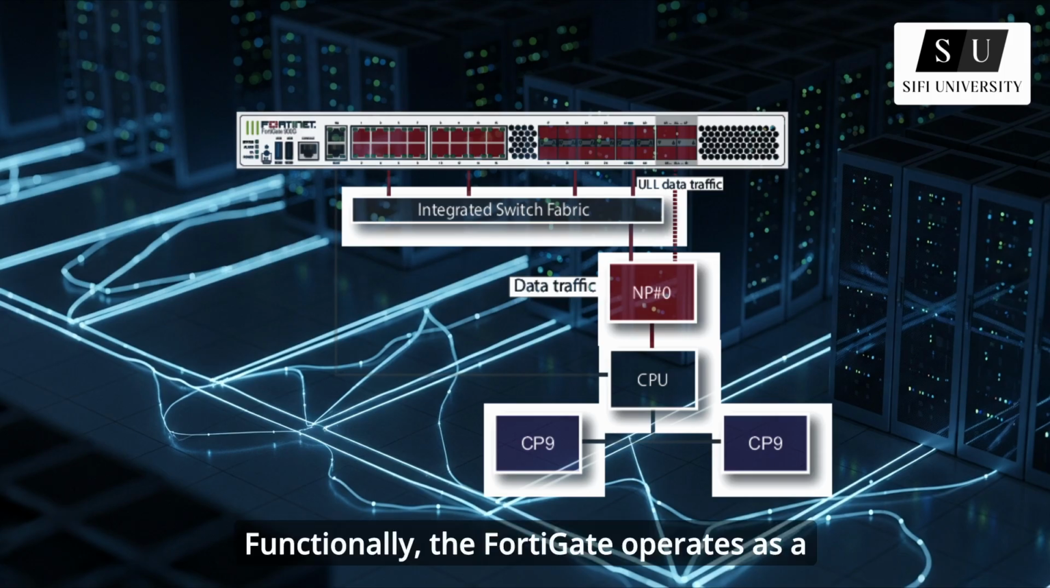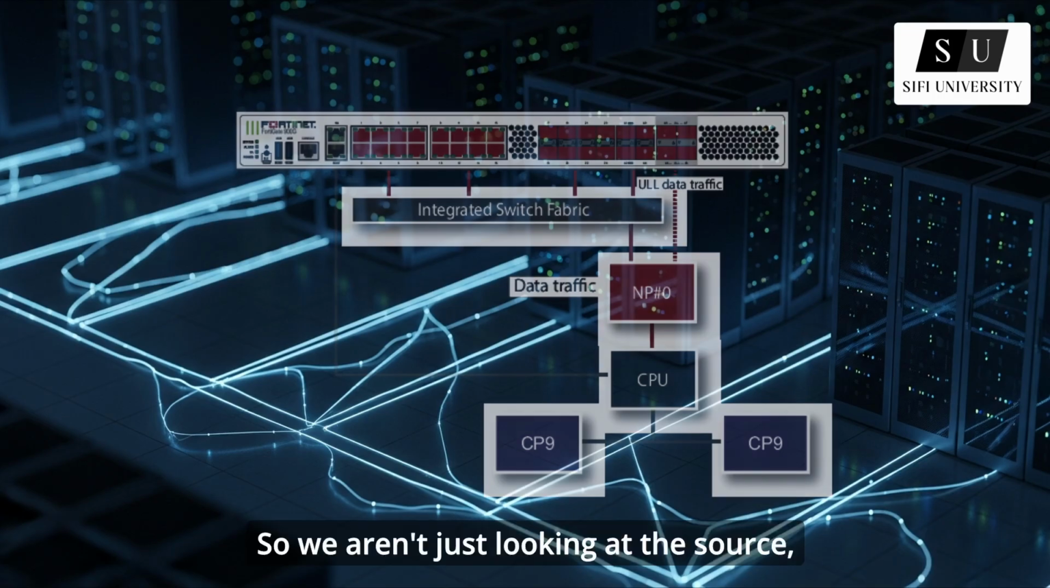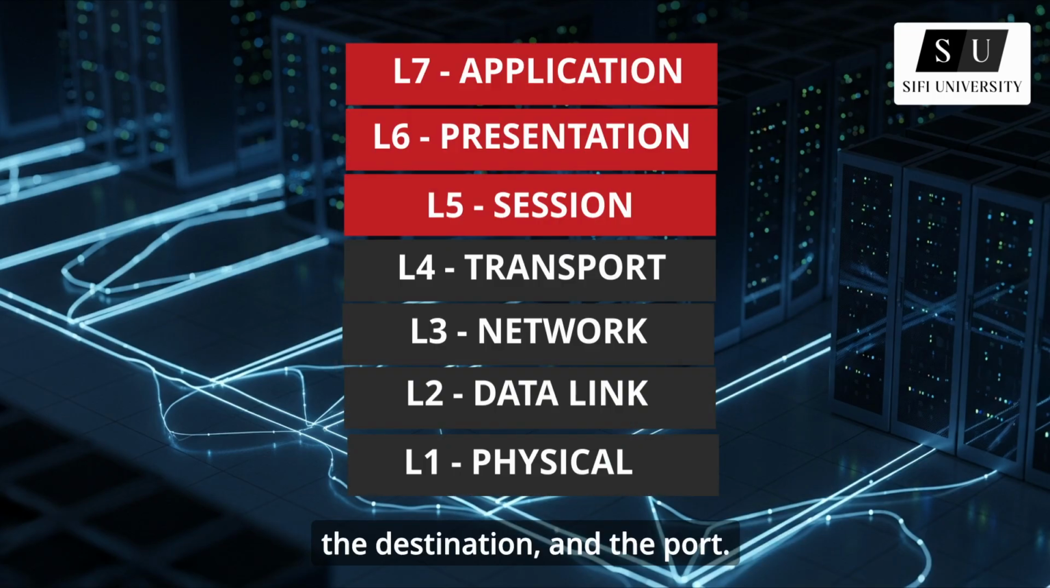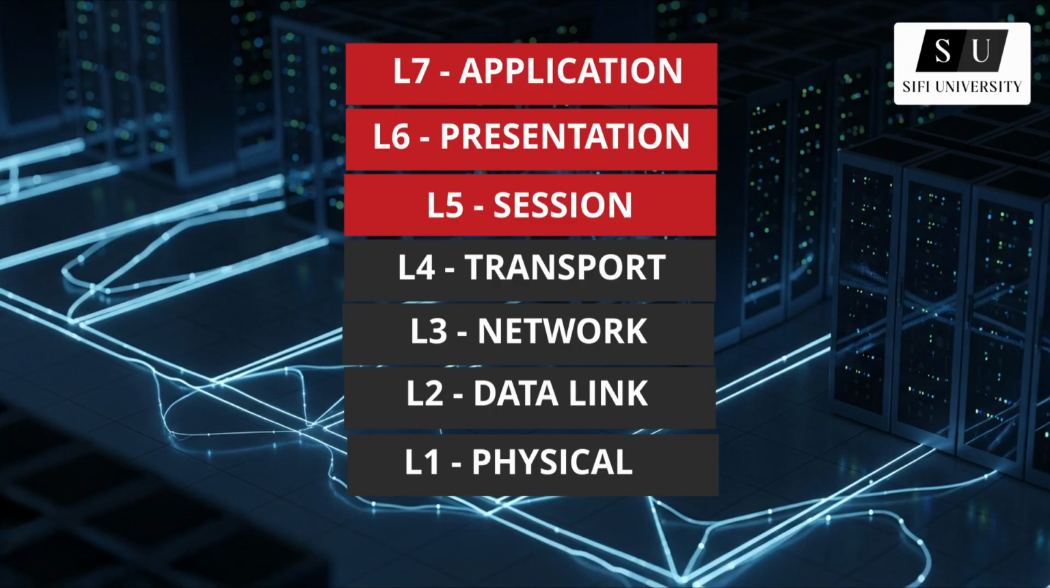Functionally, the FortiGate operates as a next-generation firewall by looking beyond the layer 4 header. So we aren't just looking at the source, the destination, and the port. We are also looking at the payload. We categorize this into two inspection modes you use in the field. We have flow-based inspection and we have proxy-based inspection.